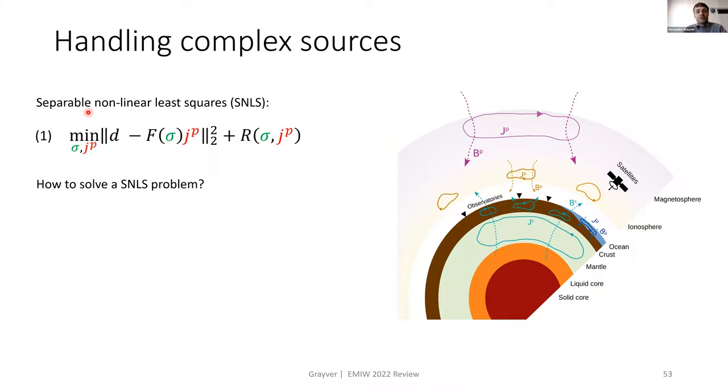And your conventional minimization problem, the non-linear least squares problem, becomes the so-called separable non-linear least squares problem, where the source coefficients enter the system linearly because Maxwell's equations are linear relative to the extraneous source current density, and they are non-linear with respect to the conductivity. And that's actually something that saves us, because this observation allows us to find efficient ways for solving these kinds of problems.